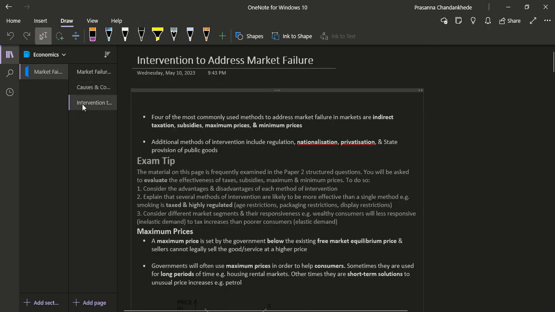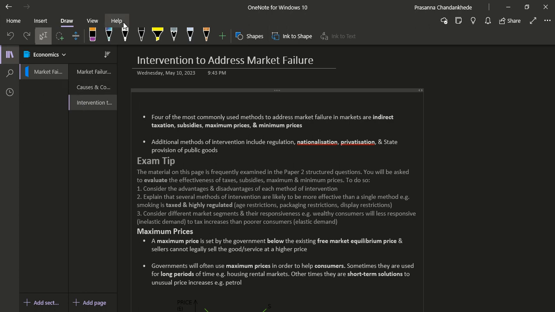Last but not the least, intervention to address market failure. Four of the most common methods to address market failure in markets are indirect taxation, subsidies, maximum prices, and minimum prices. Additional methods of intervention include regulation, nationalization, privatization, and state provision of public goods.